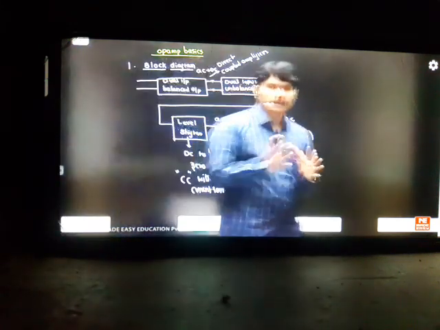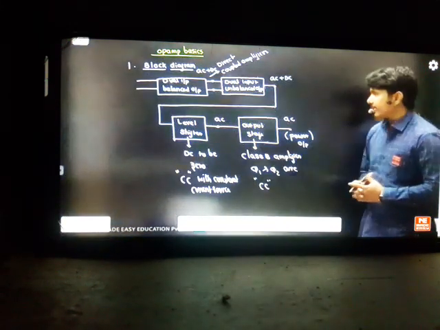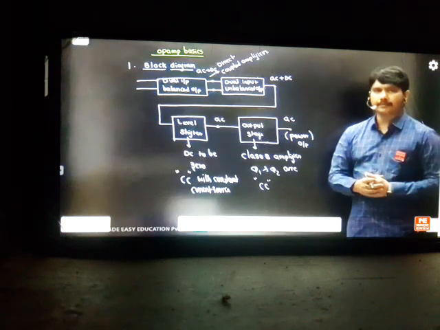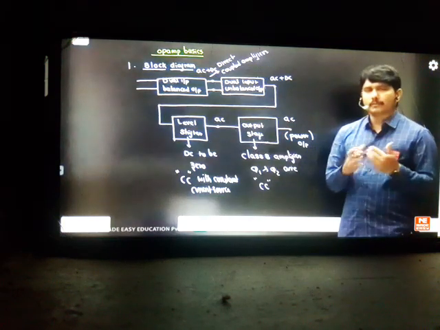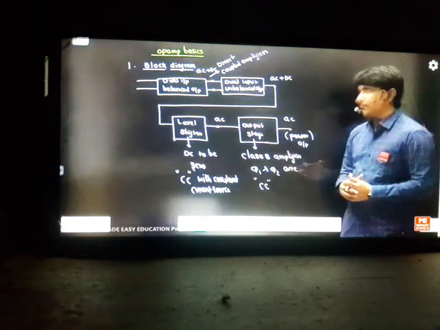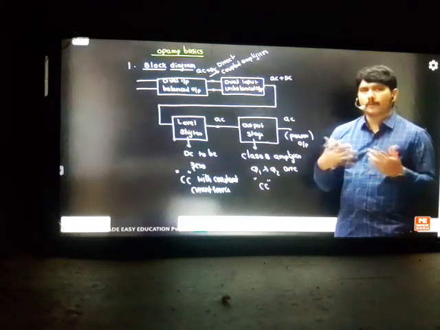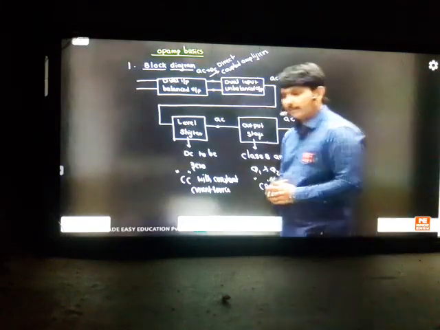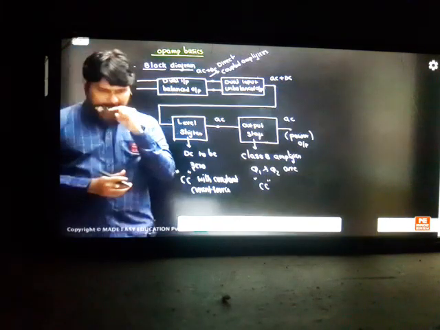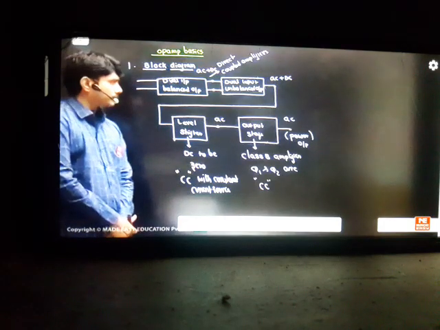Really speaking, an op-amp is not a single stage. It has 4 stages. The first 2 stages provide the amplification. The level shifting stage makes the DC become 0 so that AC is delivered. And the final stage is a class B power amplifier so that it delivers the AC output with a good power. Whenever you get a good power output, that meets my requirement. So this is about the total block diagram.